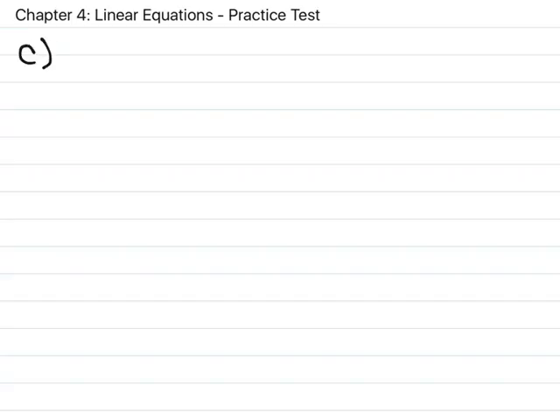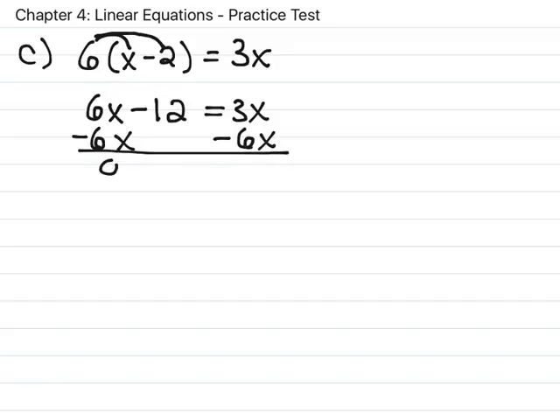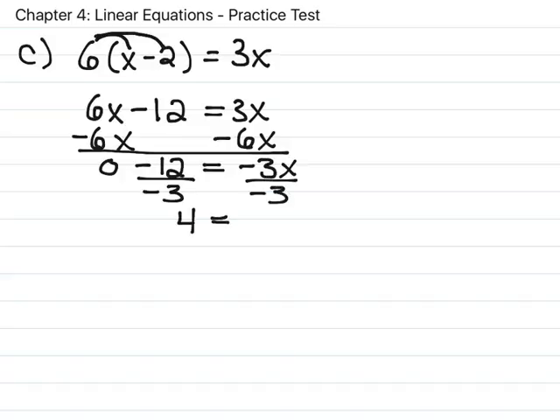C. We have 6 times x minus 2 is equal to 3x. So I'm going to start by expanding the parentheses here. So 6 times x is 6x. 6 times negative 2 is negative 12. It's equal to 3x. I'm going to move x's over to the right-hand side, giving us 0 minus 12 is equal to negative 3x. Divide both sides by negative 3.